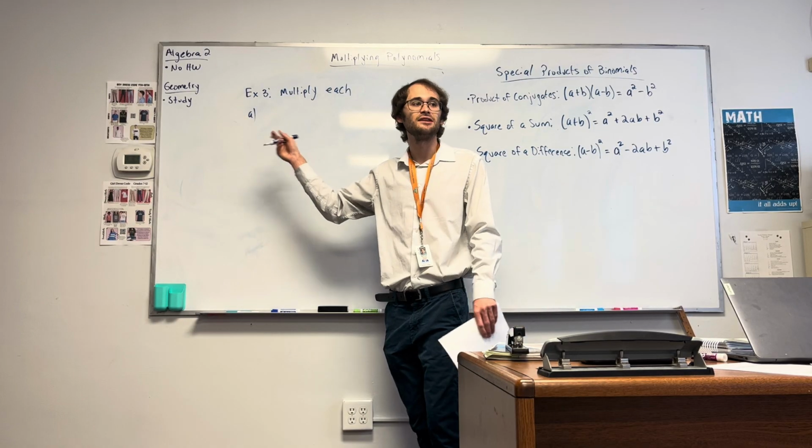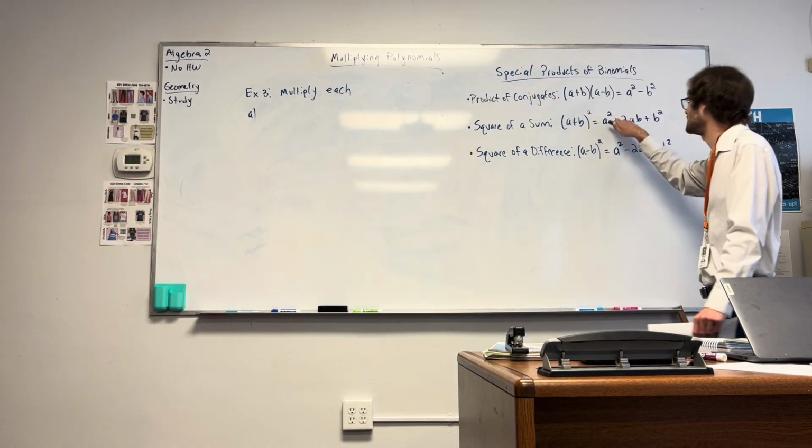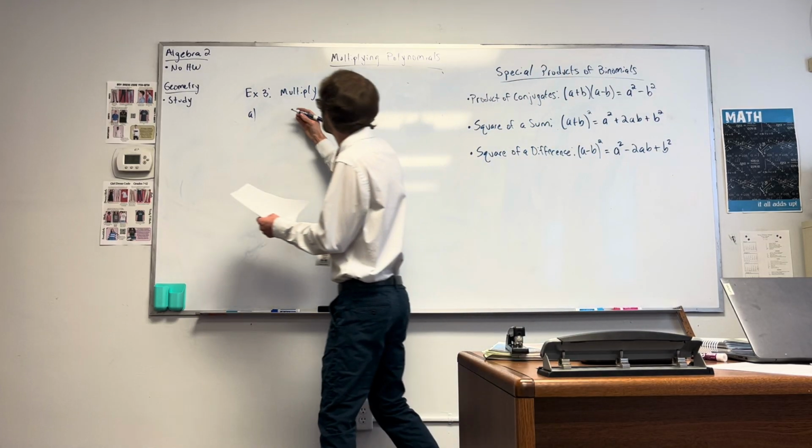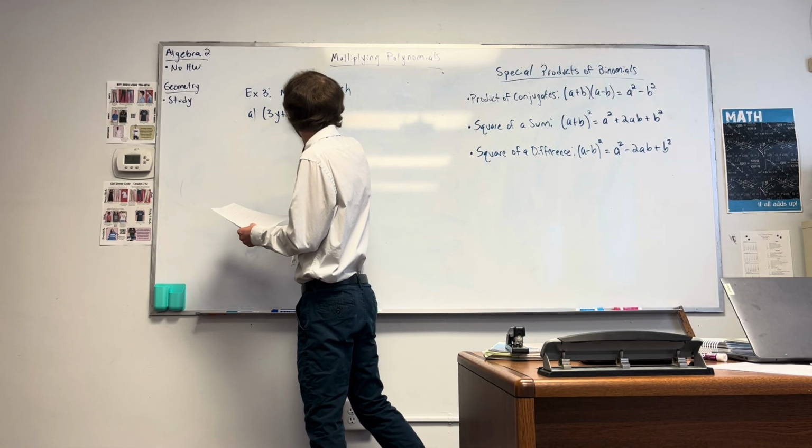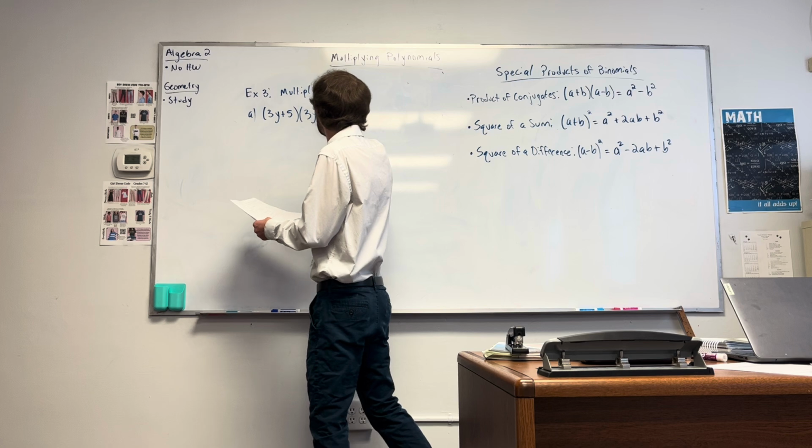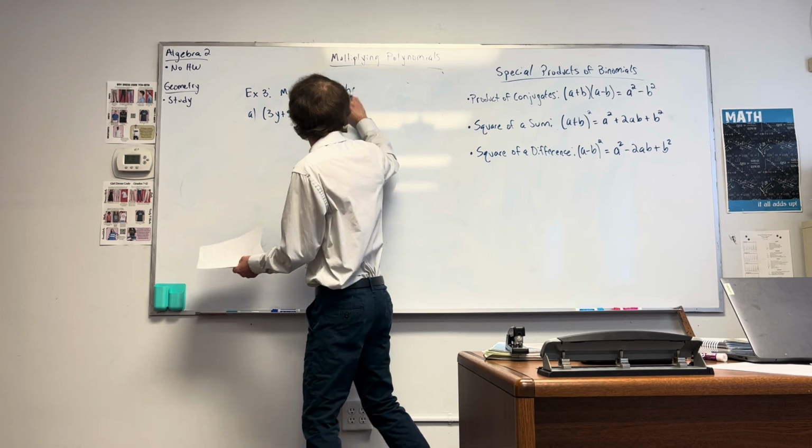Okay, this one does have an A, B, and C, because we got to see an example of each of these. All right, so for part A, we've got 3y plus 5 times 3y minus 5.